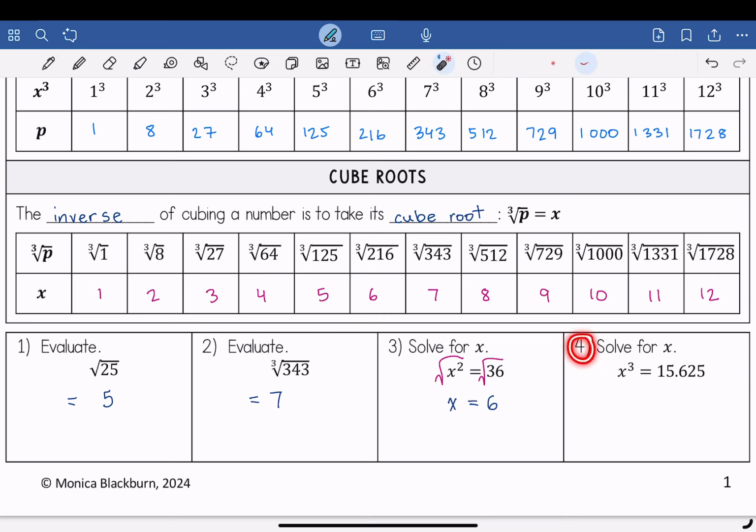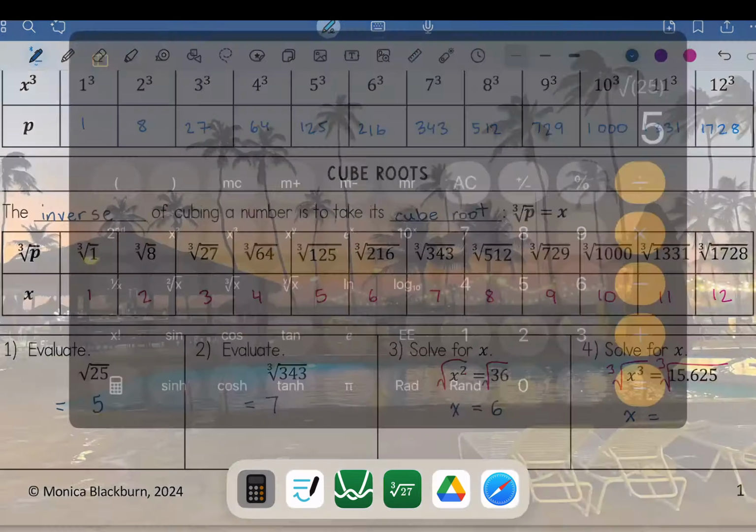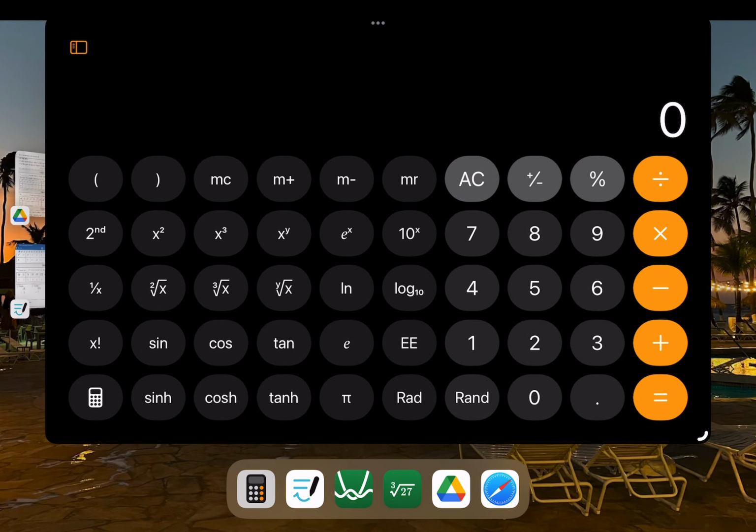Question 4, solve for x, but the difference here is that it's x cubed, whereas before it was x squared. So we take the cube root of x to the power of 3 and the cube root of 15.625. x is equal to, I'll put that in my calculator, the cube root of 15.625, which is equal to 2.5.